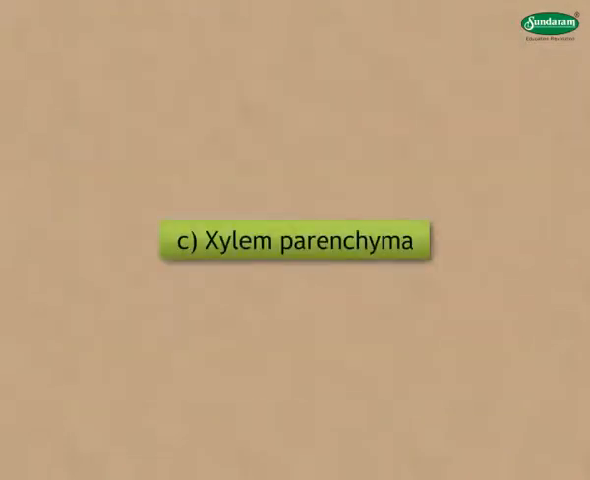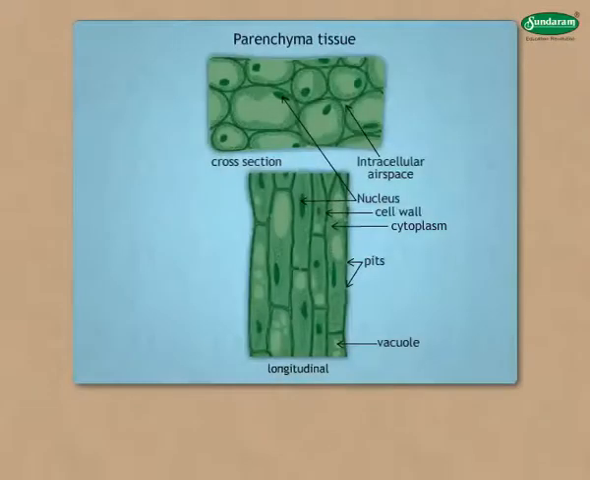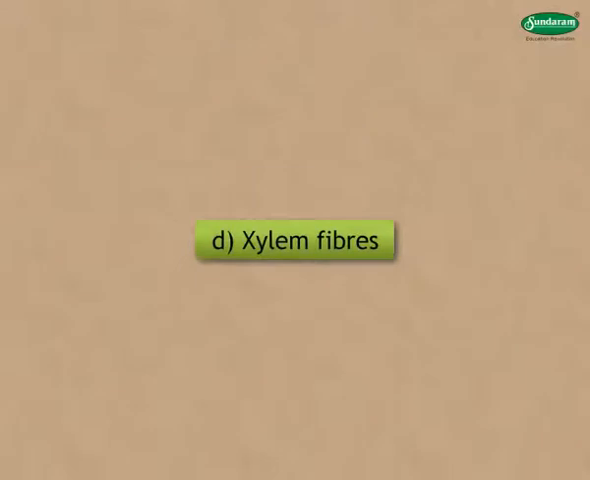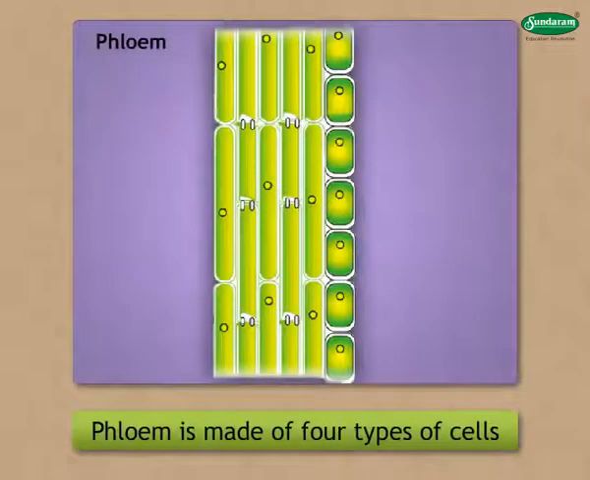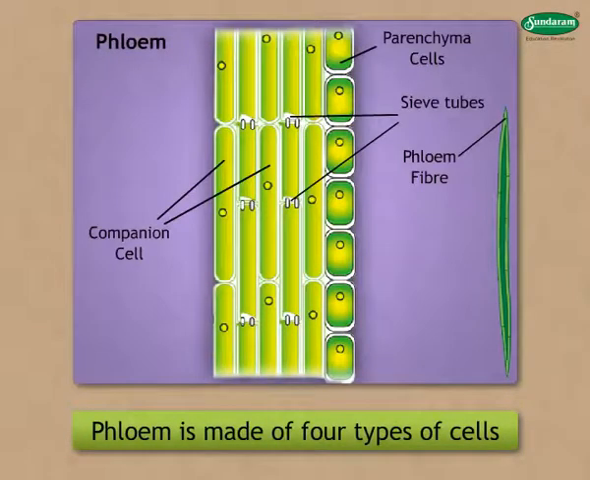C. Xylem parenchyma. These cells store food. D. Xylem fibres mainly support the plant. Phloem. Students, with this we have come to the last part of this chapter. Phloem is made of 4 types of cells.